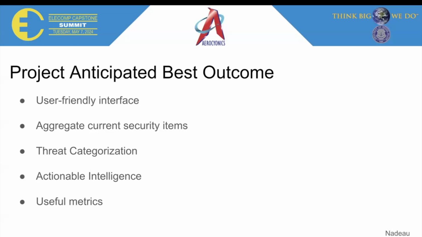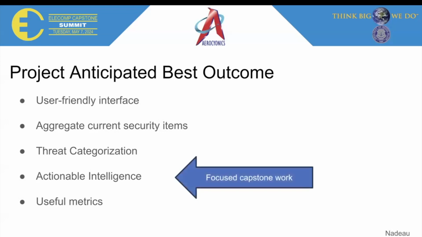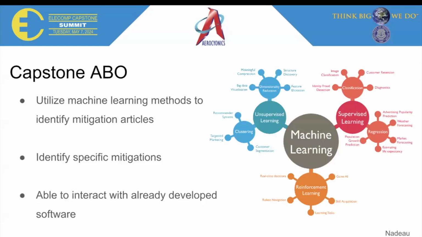For our project, we specifically focused on implementing actionable intelligence into the Saint Dashboard program, in which our ABO for this specific part was achieved. For our capstone's anticipated best outcome, we need to utilize machine learning methods in order to identify mitigation articles, or in other words, an article which contained any information on how to mitigate a cybersecurity threat. We also need to identify specific mitigations and assign them to these verified articles.